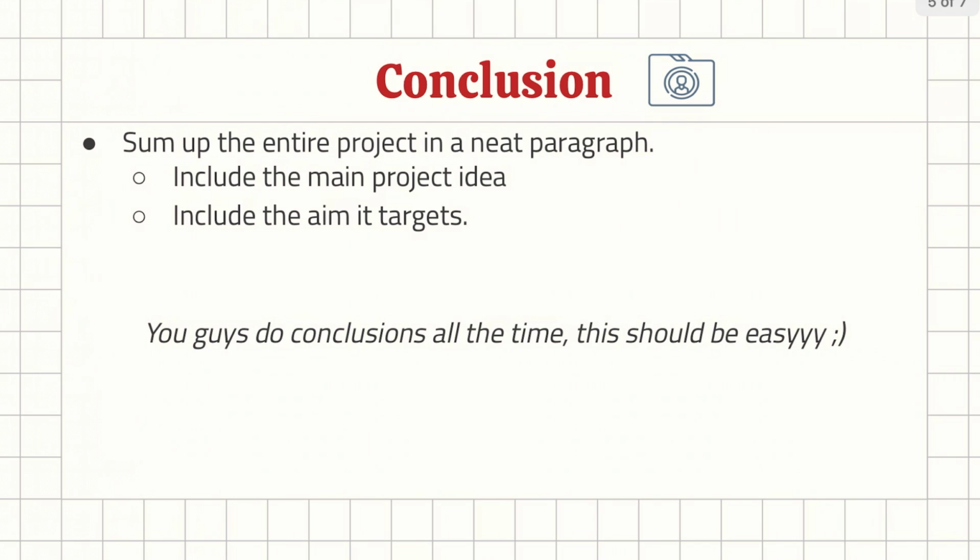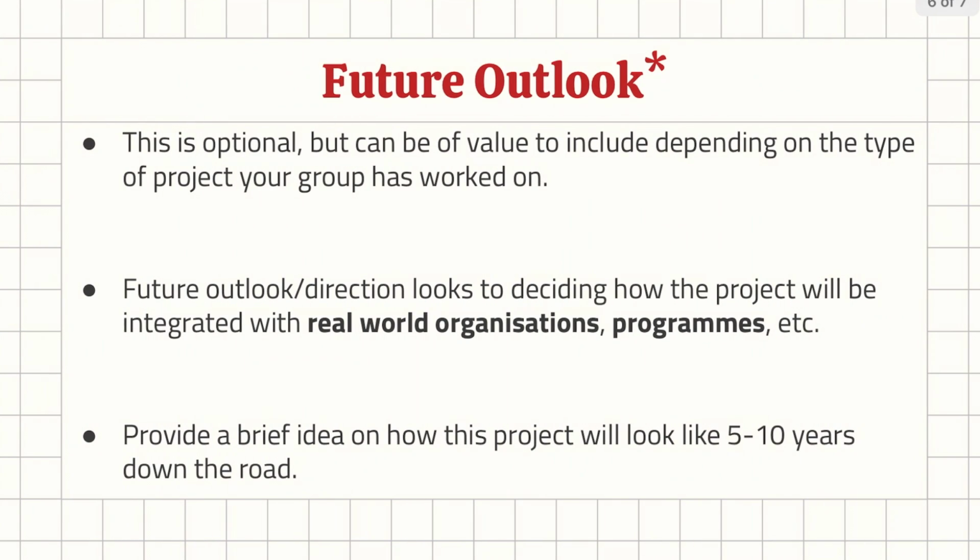Alright. The conclusion itself is just a quick summary, right, of everything. So you just sum up this entire project in a neat paragraph. Two main things to include will be your main project idea as well as the aim it targets, right? This takes us back to chapter 3. But it's good to come back again and refresh your marker, telling them that this proposed solution that we have implemented, with its various improvements, has managed to meet the aims that we previously suggested. Alright? You guys do conclusions all the time. This should be easy. It's no different from a conclusion in your GP paper, your English paper, your Geog, Econs, whatever other paper you have. It's just a very, very standard conclusion.